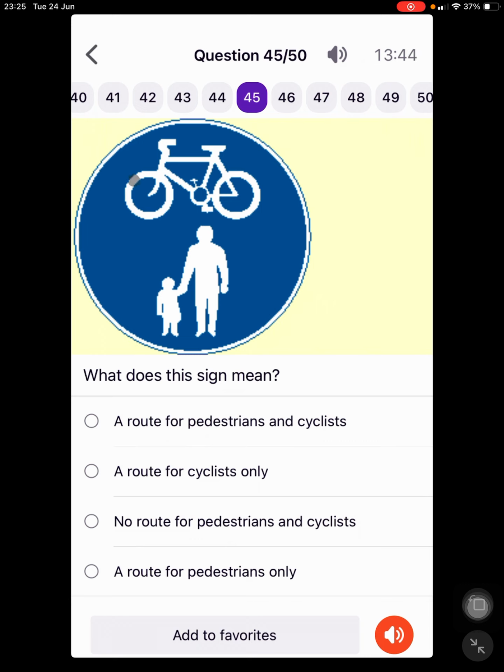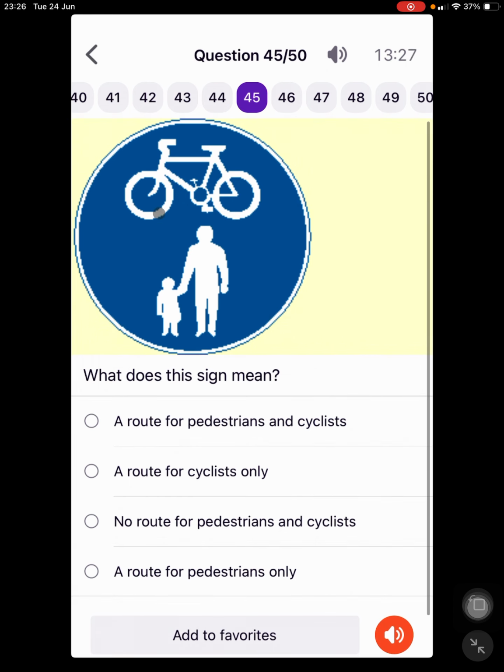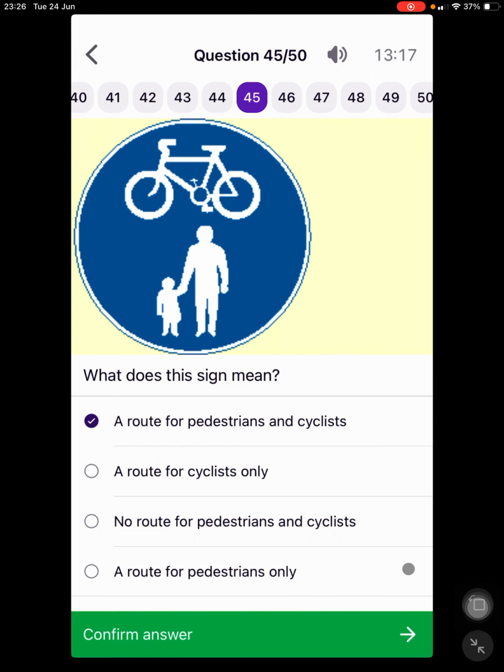Whenever you see anything inside this blue sign, it means it's a route for them. So the answer will be, it's a route for cyclists and pedestrians. You see, that's a cycle, so it's a route for cyclists and also for pedestrians as well. So a route for pedestrians and cyclists.